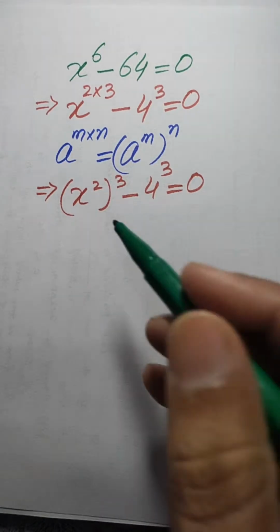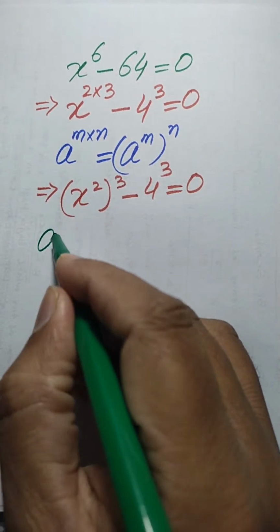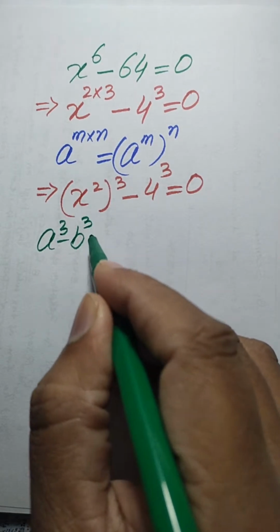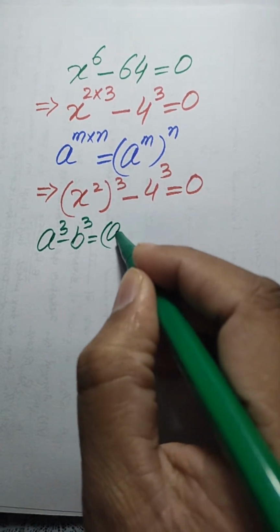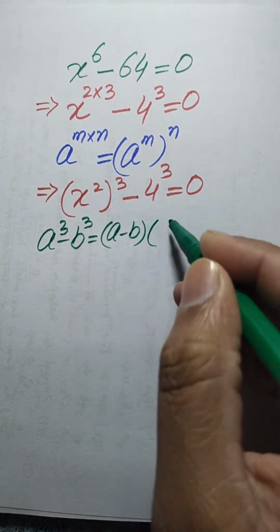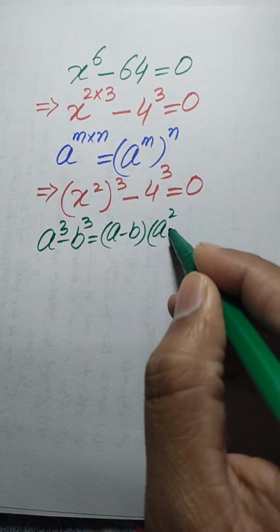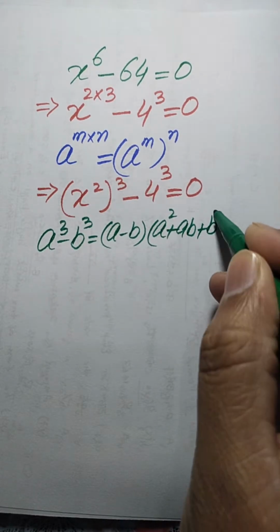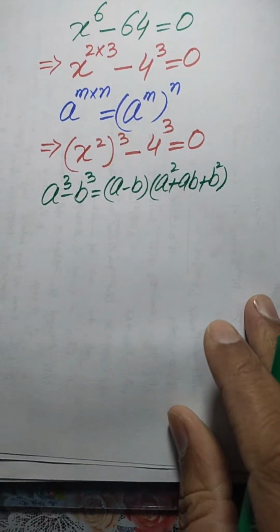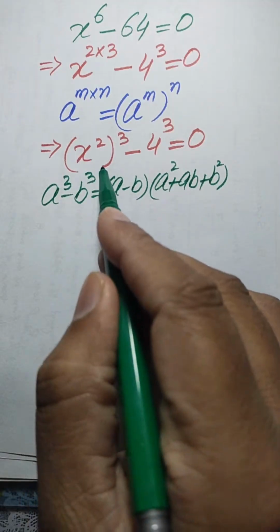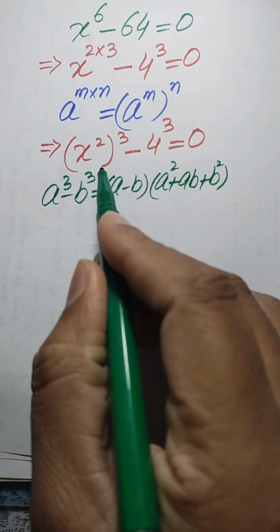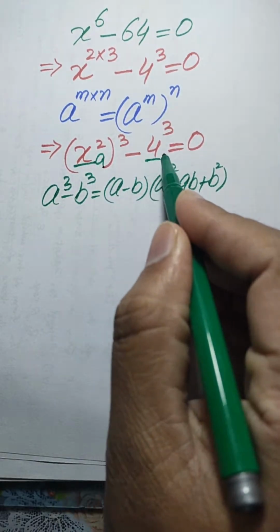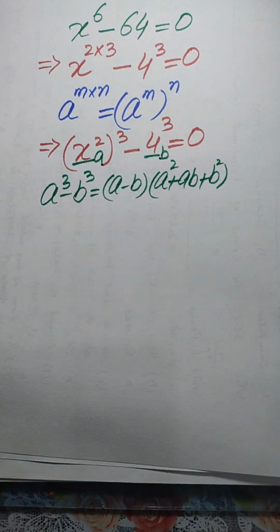So here we use the nice cubic formula. You know that if we have a cubed minus b cubed is equal to a minus b times of a square plus ab plus b square. So according to this cubic formula, we write our above equation as you see here. The base of this term is our a and the base of this term is our b.